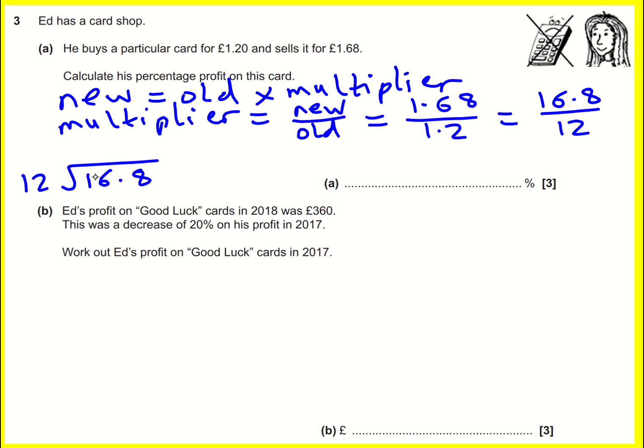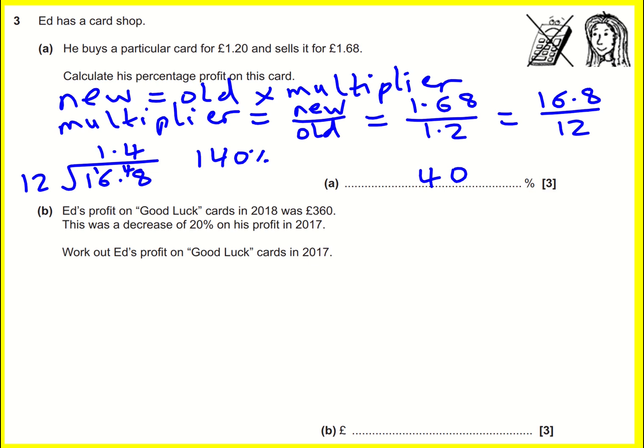12s into 1 don't go, carry the 1 across. 12s into 16 go 1, remainder 4. Remember to put the decimal point in. 12s into 48 go 4. So my multiplier is 1.4, and this represents 140%, and hence a 40% increase or a 40% profit.